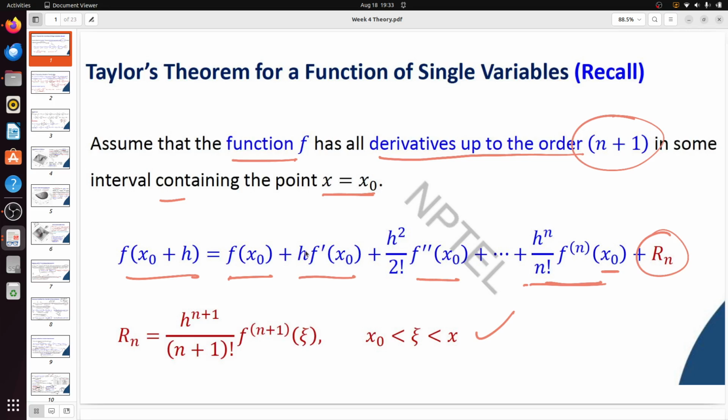Taylor's theorem for a function of single variable tells that f of x0 plus h equals f of x0 plus h f prime x0 plus h squared by factorial 2 f double prime x naught plus and so on, h to the power n by factorial n f^n x0 plus Rn. This Rn is actually h to the power n plus 1 by n plus 1 factorial f^(n+1) of xi, where x0 is less than xi less than x0 plus h, right?